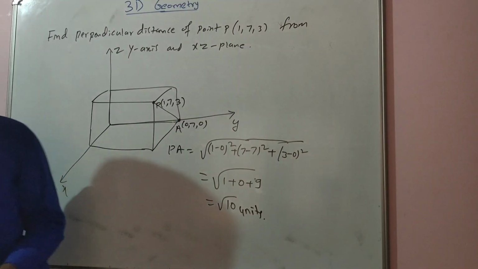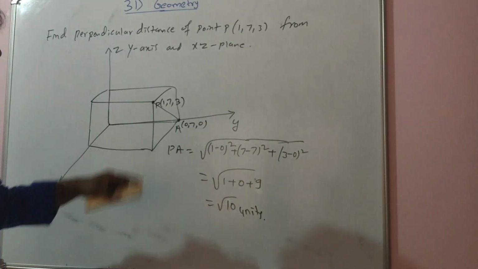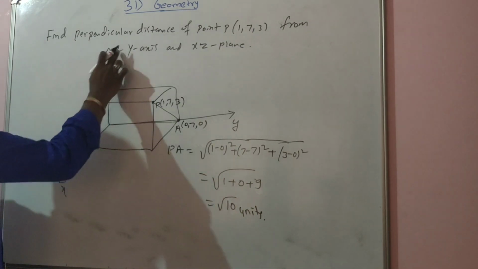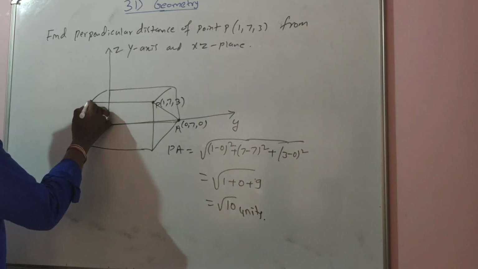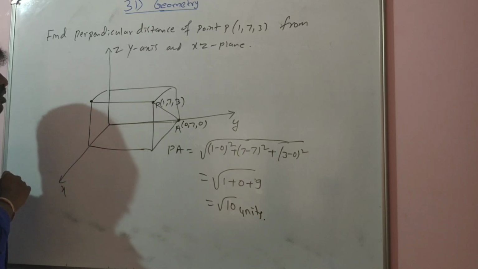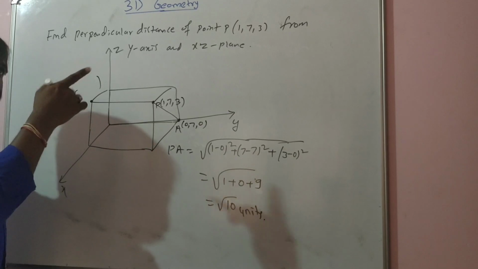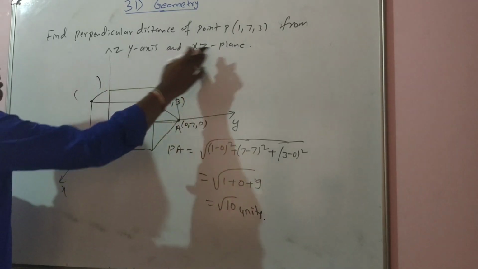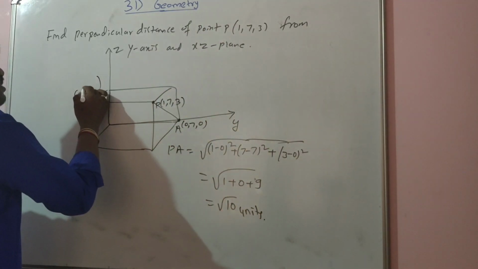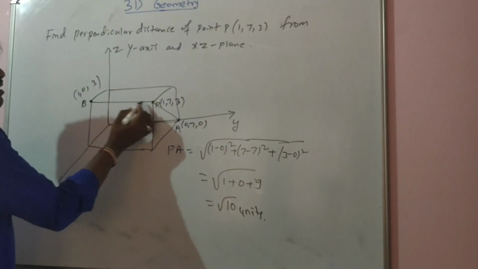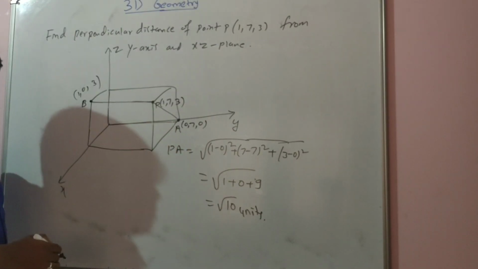Now let us go for the xz plane. If I go for a point on the xz plane, where is the xz plane? This is the xz plane. So the point on the xz plane will be this. Okay. Whenever you take the xz plane, y will be 0, so the point is (1, 0, 3). This is the point B, and suppose you have to find the perpendicular distance of this.